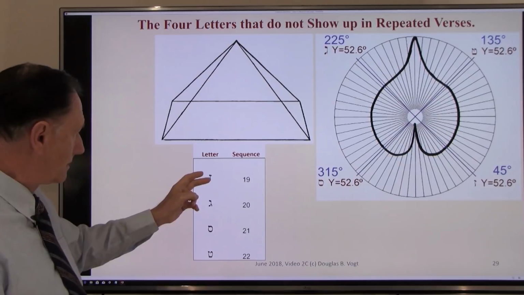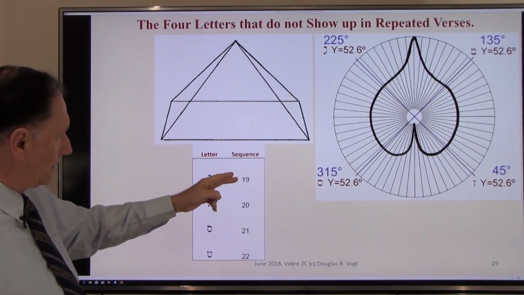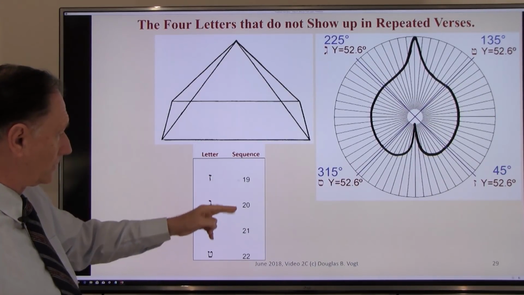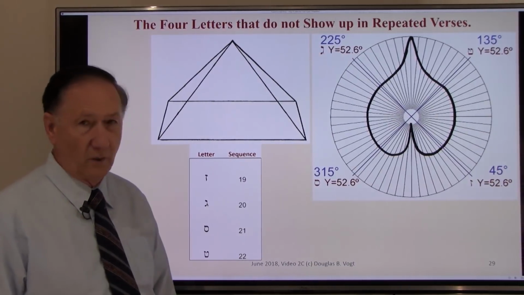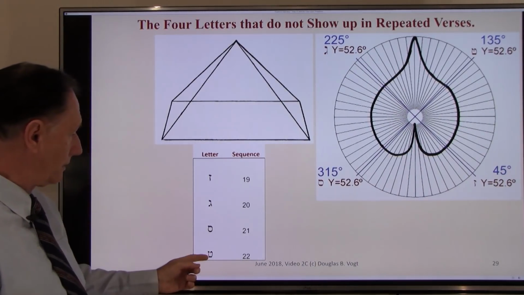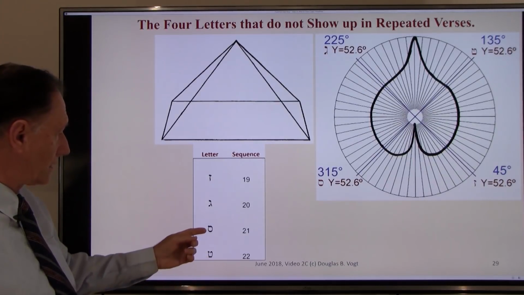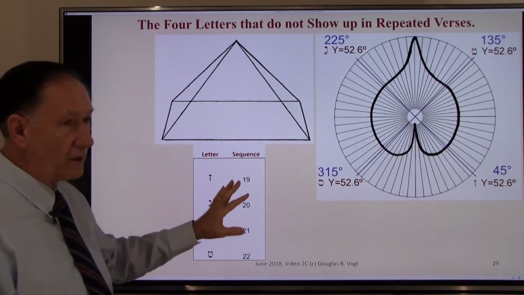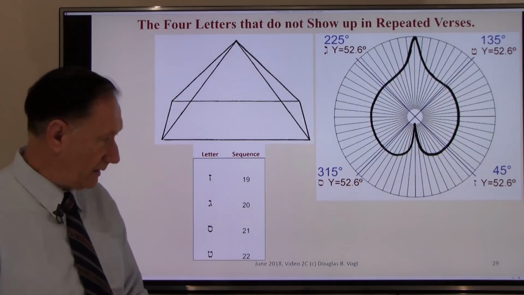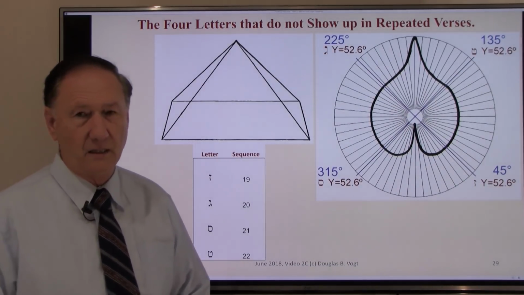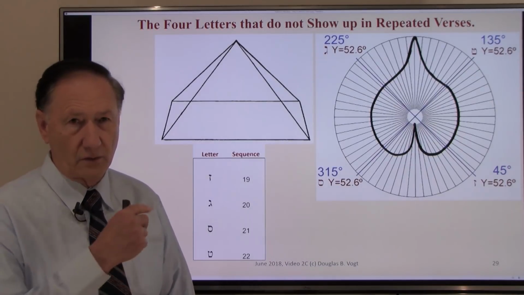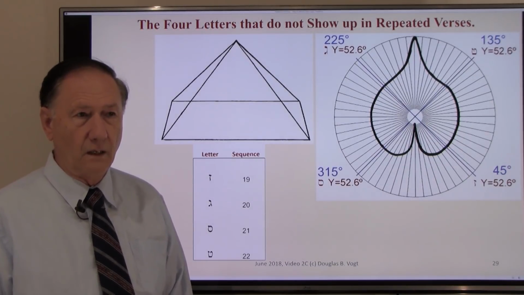And Zadi, it's the 9th, 19th, 20th, 21st, and 22nd letters of the Hebrew alphabet. This is the least used letter, the tet. Sonic, 21st. None of those showed up. Now, why? I think he may be telling us something of the construction of the Torah.